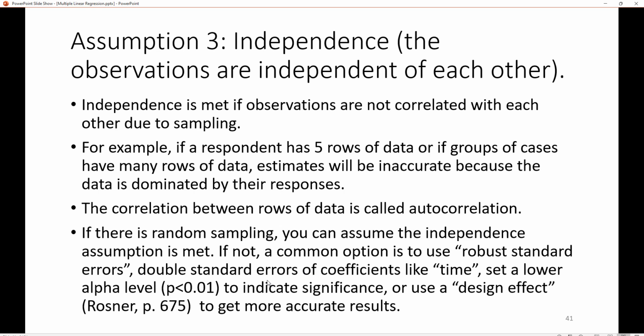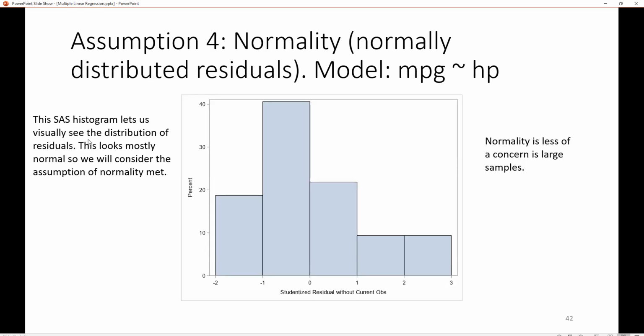So we said something is statistically significant at the 0.05 level, and we can increase the difficulty in that, or lower the probability of that type 1 error by setting your p-value to 0.01 instead of 0.05, and then design effects that Rosner lists.